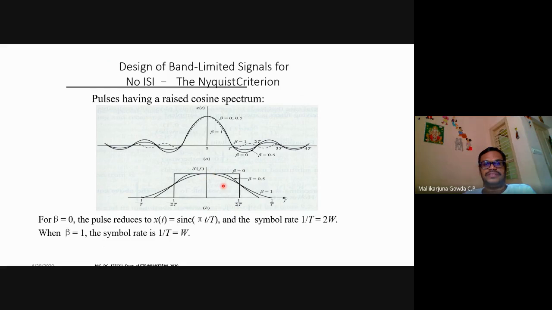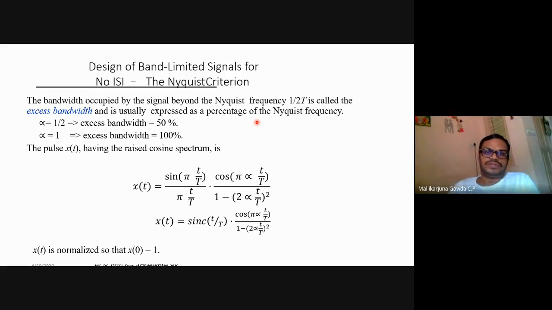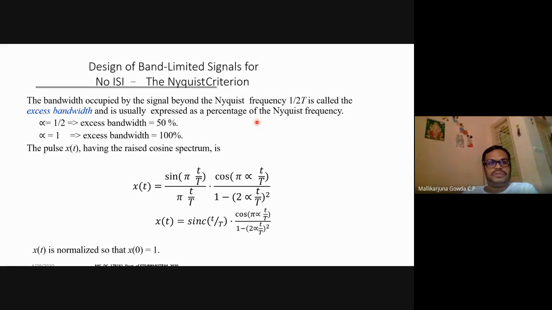This is the waveform in the frequency domain, and this is in the time domain. What I wanted to say here is that the bandwidth occupied by the signal beyond the Nyquist frequency 1/2T we call excess bandwidth, and it is expressed as a percentage of the Nyquist frequency. In the diagram, beta is nothing but alpha, as far as my display is concerned. So when alpha is equal to 0.5, we say the excess bandwidth is 50%. When alpha is 1, the excess bandwidth is 100%.